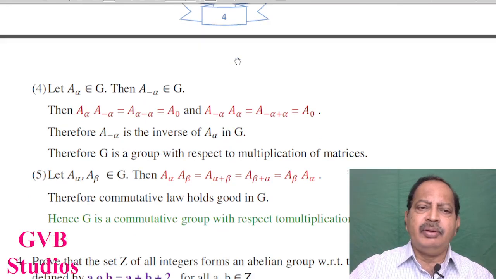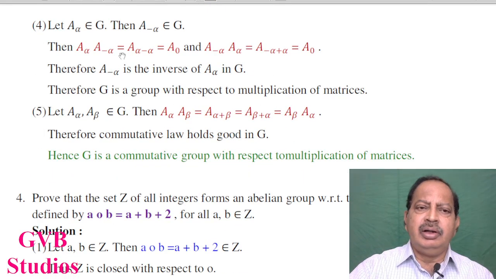Next, we go to inverse. Let A alpha belong to G. Alpha is a real number, so minus alpha is also a real number. So we can say A minus alpha is an element of the set G. A alpha is operated with A minus alpha. A alpha into A minus alpha is equal to A alpha minus alpha, which is equal to A0.